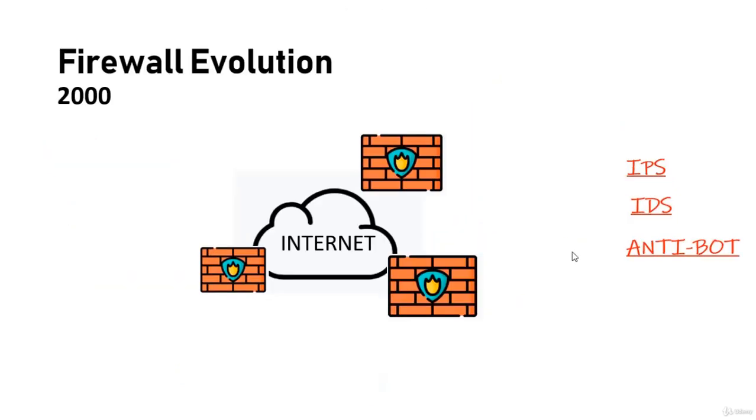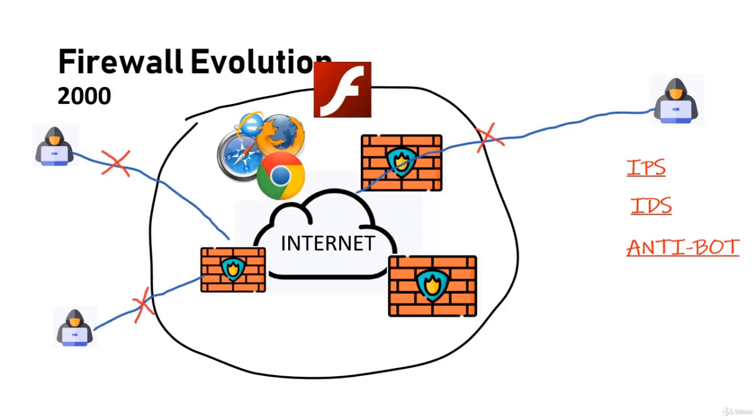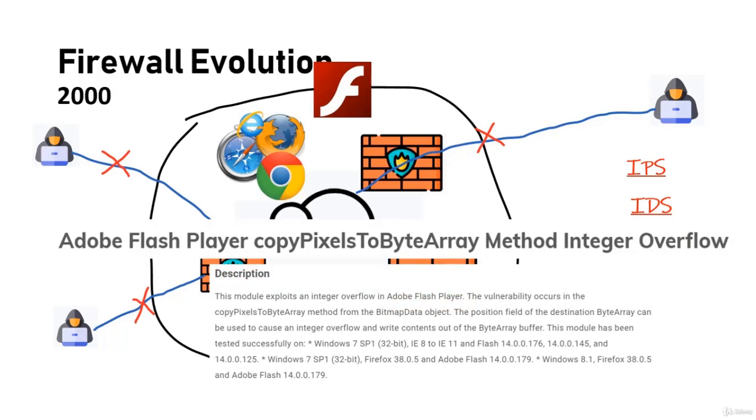In the new era, attacks became more complicated. Hackers started exploiting vulnerabilities inside of applications. Let's say we have the browser, Chrome, Explorer, and we have Flash installed. What did hackers start to do? They started exploiting their vulnerabilities. Here's an example of what they did.